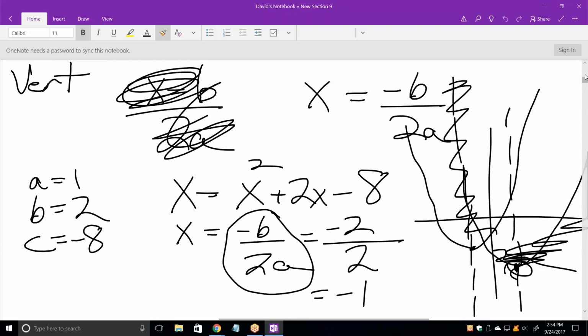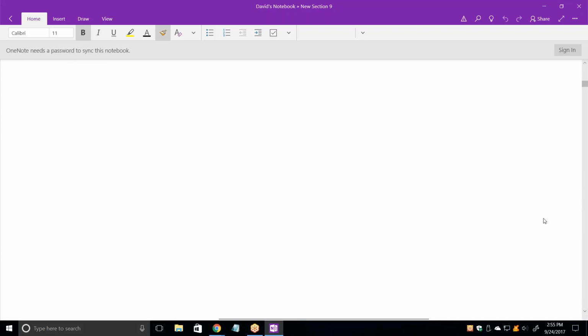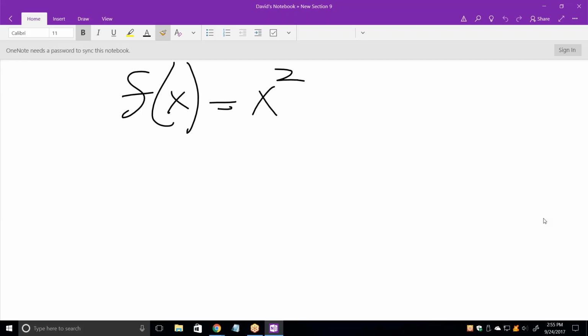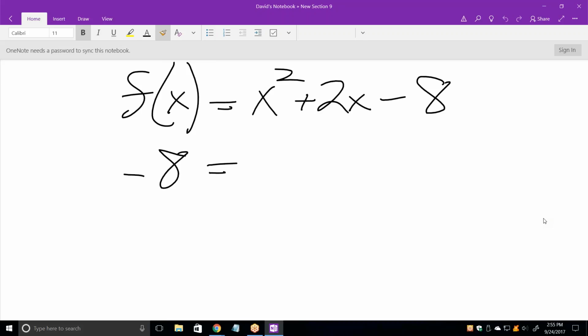So here's what we have. I have f of x, which is the same as y, equals x squared plus 2x minus 8. They're saying, can f of x be -8? They're saying, does this have a solution? If it has a solution, then absolutely y can be -8. Sometimes there are certain numbers that y might not be able to be.